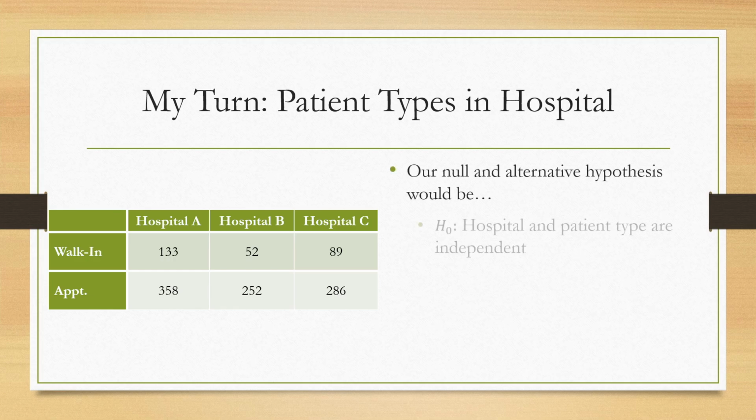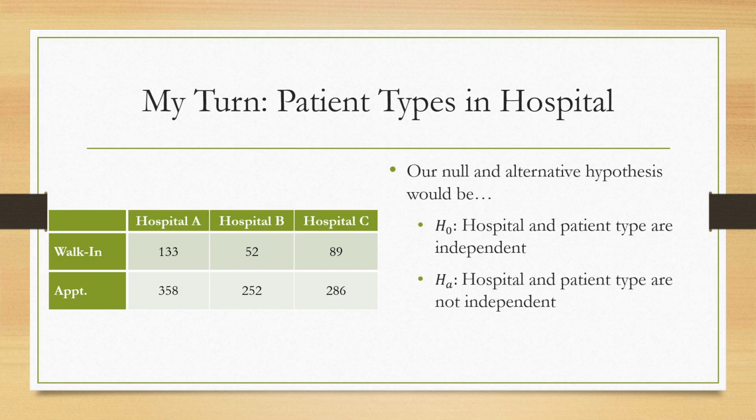Our null and alternative are going to be, the null is that the hospital and patient type are independent, and the alternative is that they are not independent. So you can actually see I'm using words to describe the cases here instead of writing out the particular equations.